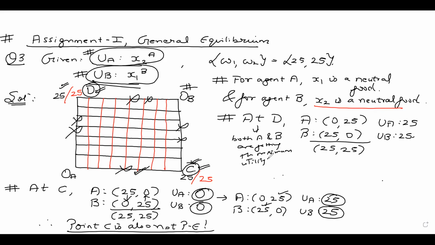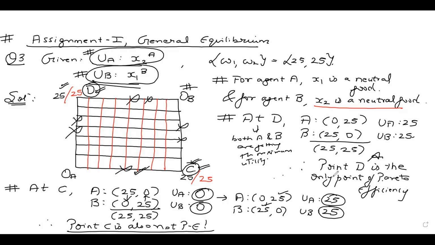You make them trade, they are going to become worse off than before. And you cannot make any one of them better off without making the other one worse off. So I can clearly see, therefore, point D is the only point of Pareto efficiency in this question. This is the final answer for this question. Point D, which is this point, is the only point of Pareto efficiency.